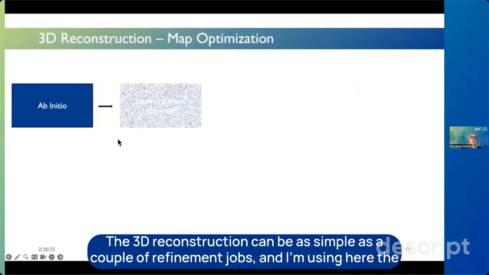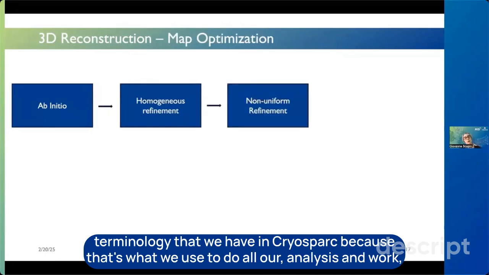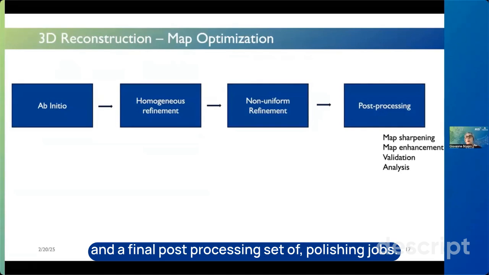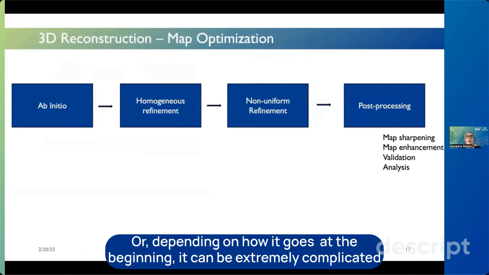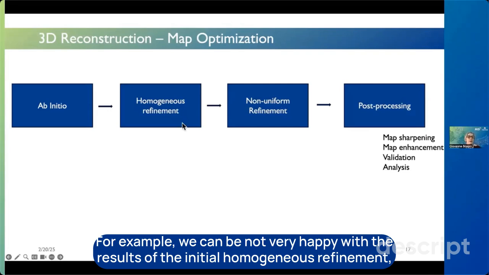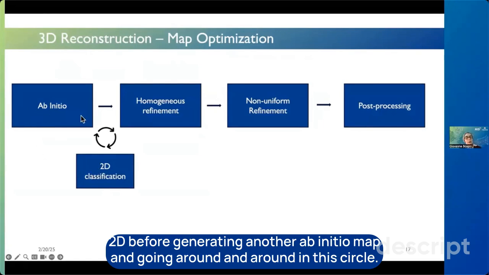The 3D reconstruction can be as simple as a couple of refinement jobs, and I'm using here the terminology that we have in CryoSPARC because that's what we use to do all our analysis and work, and a final post-processing set of polishing jobs. Or, depending on how it goes at the beginning, it can be extremely complicated and require many, many different steps. For example, we can be not very happy with the results of the initial homogeneous refinement, and we decide that we want to go back and do some more cleanup of the particles in 2D before generating another ab initio map and going around and around in this circle.